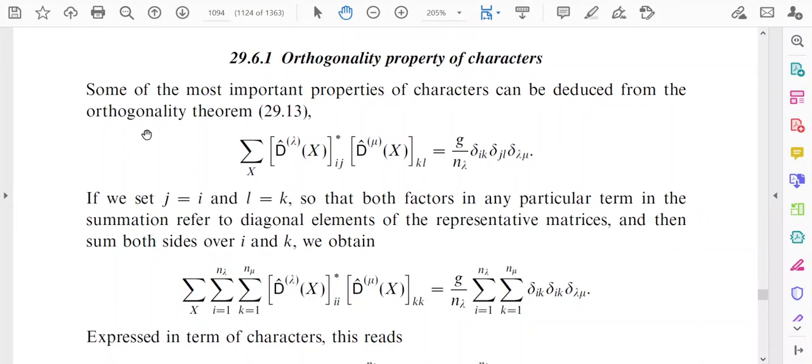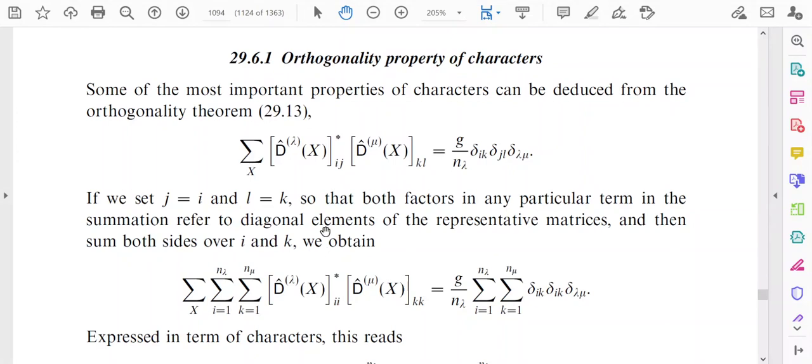Now, in our earlier lecture, we have discussed the orthogonality theorem. So, this is the mathematical statement of the orthogonality theorem. In this particular theorem, if we set j equal to i and l equal to k, so that both factors in any particular term in the summation refer to the diagonal elements of the representative matrices, and then sum both sides over i and k.